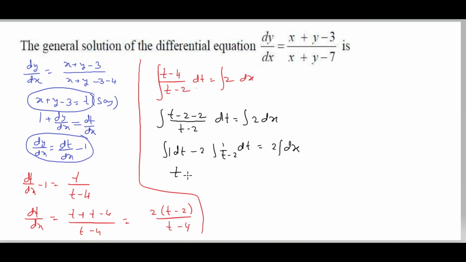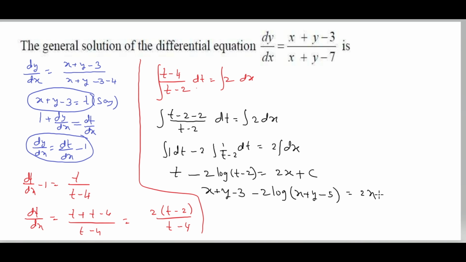1 dt is t minus 2 into 1 by t minus 2, that is log of t minus 2 is equal to 2x plus c. Now we substitute the value of t. T is x plus y minus 3. Substituting in this, that is log of x plus y minus 3 minus 2, that is minus 5, is equal to 2x plus c. Here is 2x, 1x cancelled.